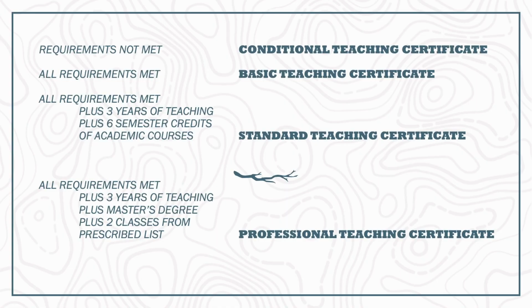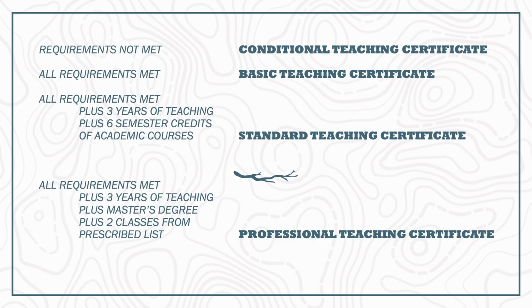Okay, so if all of those requirements that I just mentioned are not met, you will start with a conditional teaching certificate. And each year, you would be expected to take a minimum of 6 semester credits out of that list of requirements in order to renew it for one more year. If you've met everything, you start out with a basic teaching certificate.